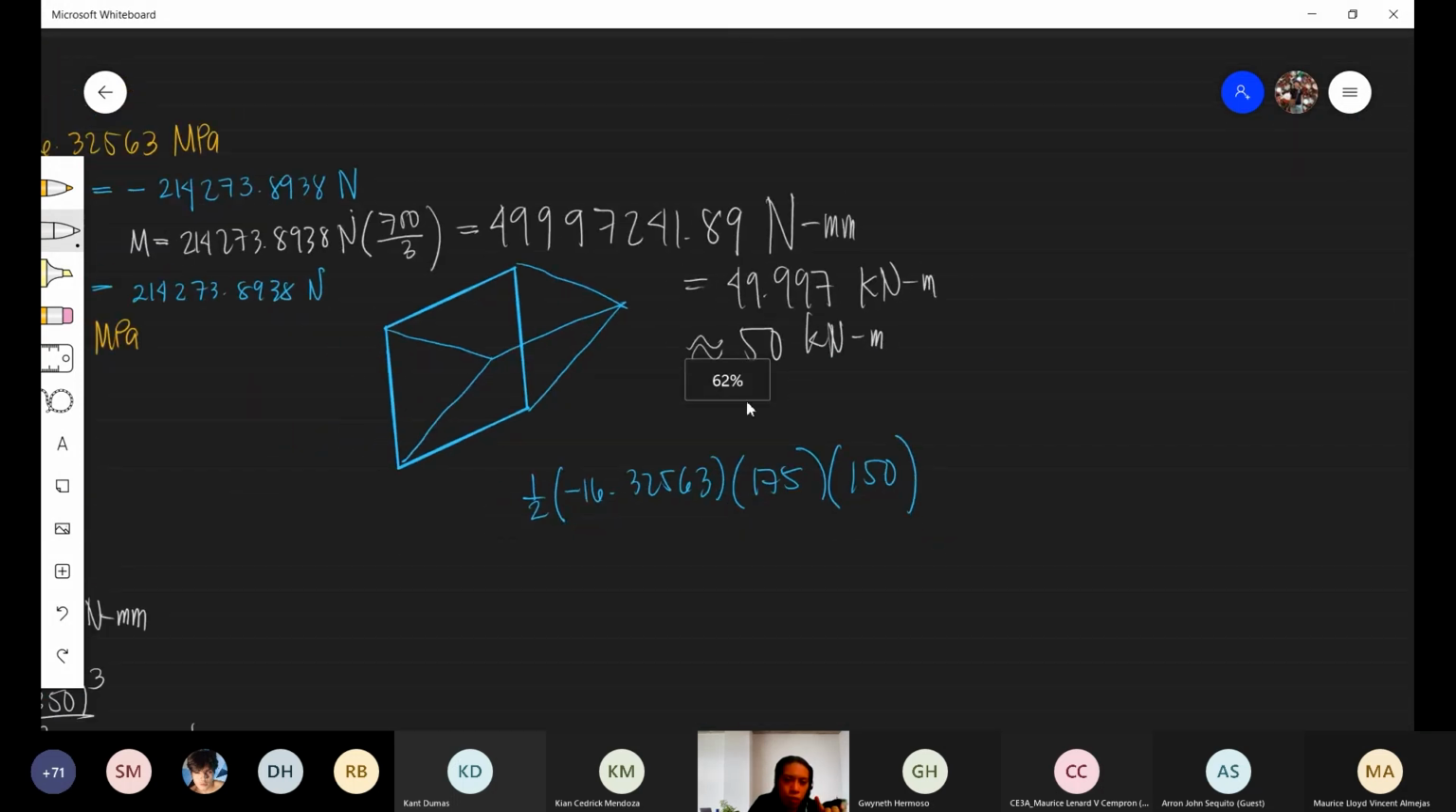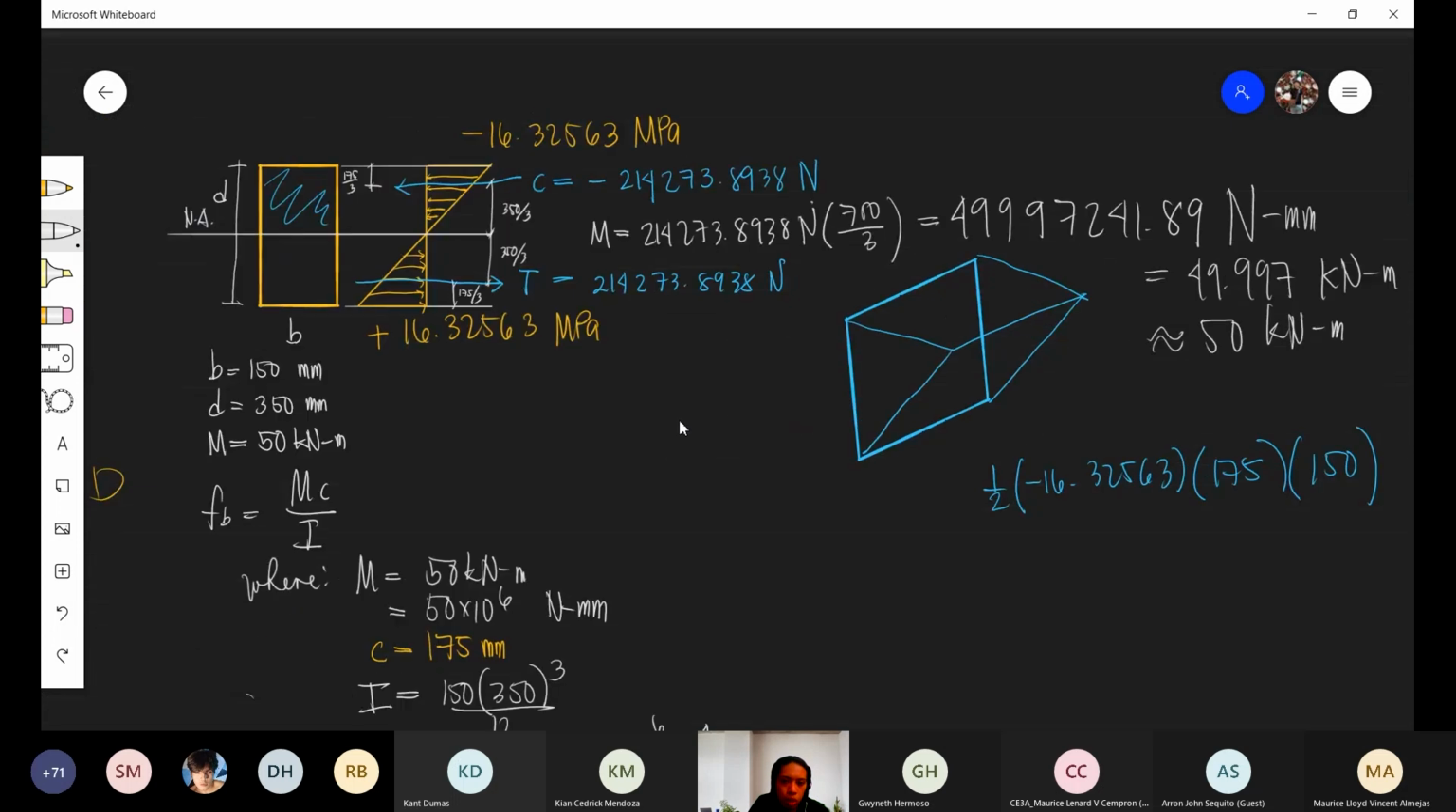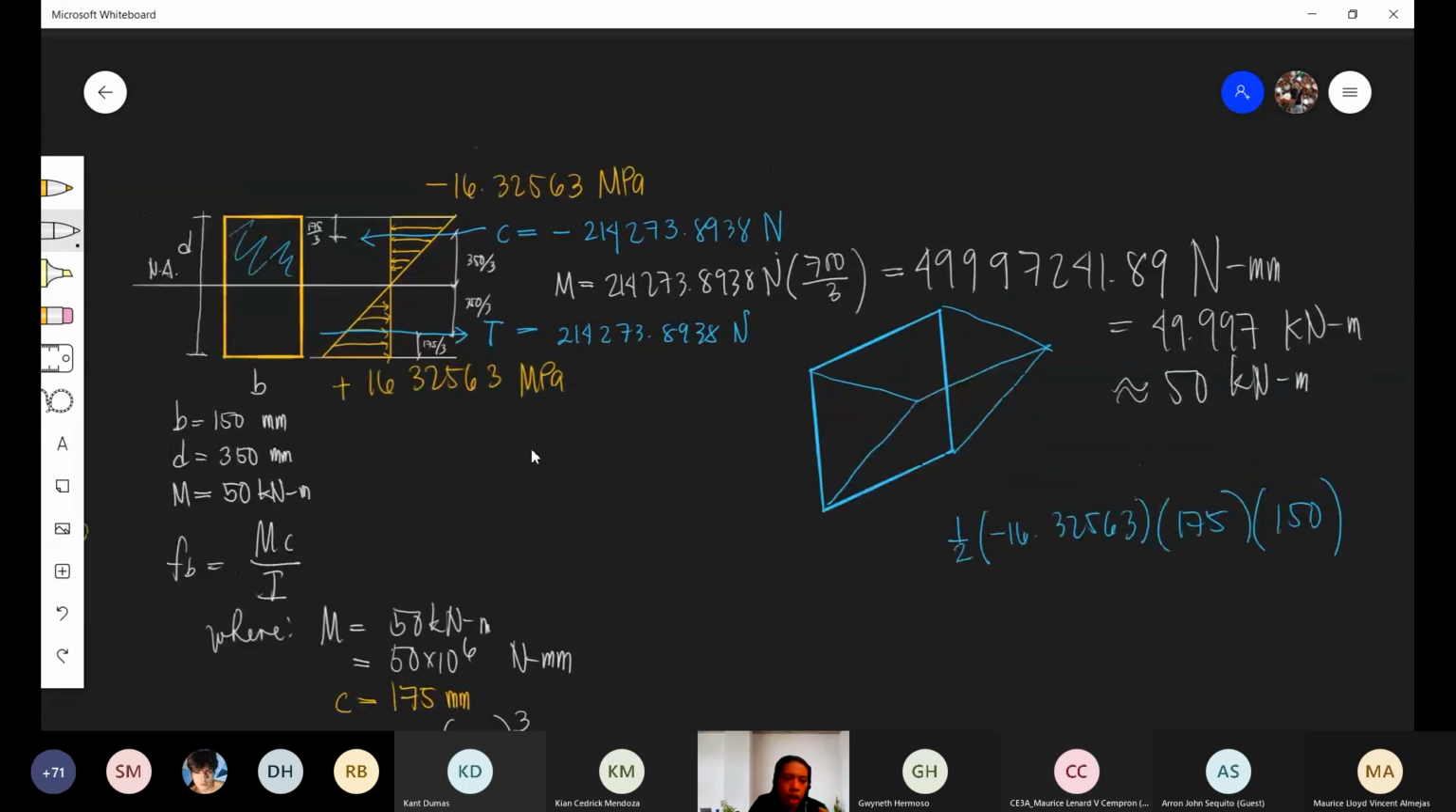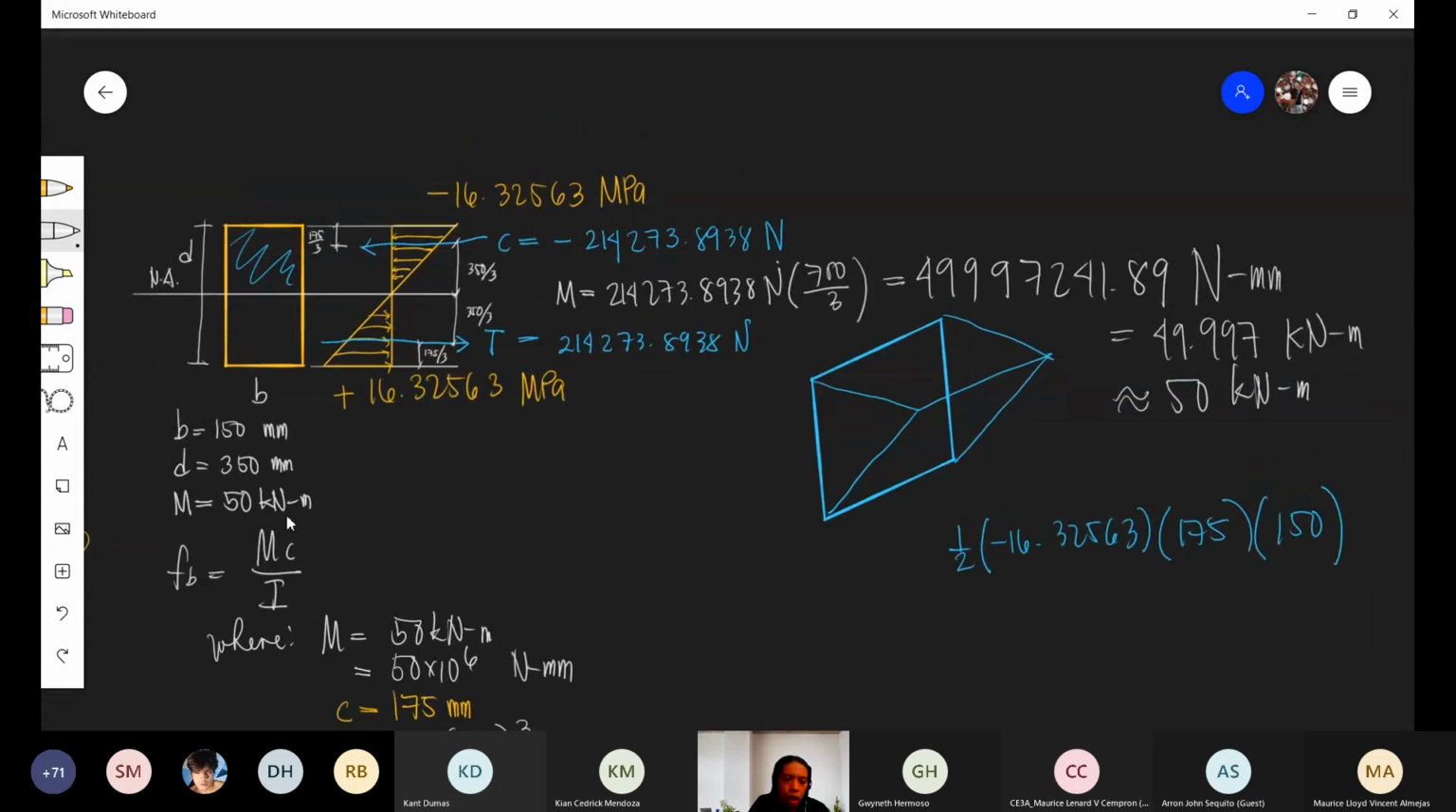So what's the difference between the two 50 kilonewton meter values? This one is the moment that is induced, meaning the applied moment, or the induced moment. And this other 50 kilonewton meter is the reactive moment. According to Newton's third law of motion, in every action there is always an equal and opposite reaction.